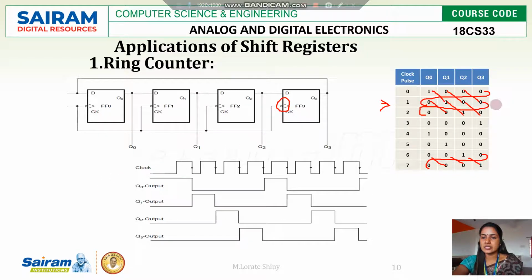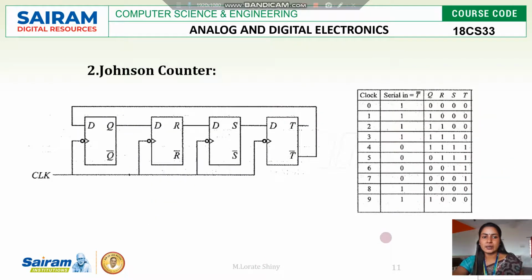Then the same state table we converted to a timing diagram. Same thing. Clock, Q0, Q1, Q2, Q3, everything you have to write. Q0 is 1 0 0 1 0 0 1 0 0 1 0 0. Everything we converted. Okay. Next we will see the second application, Johnson counter.